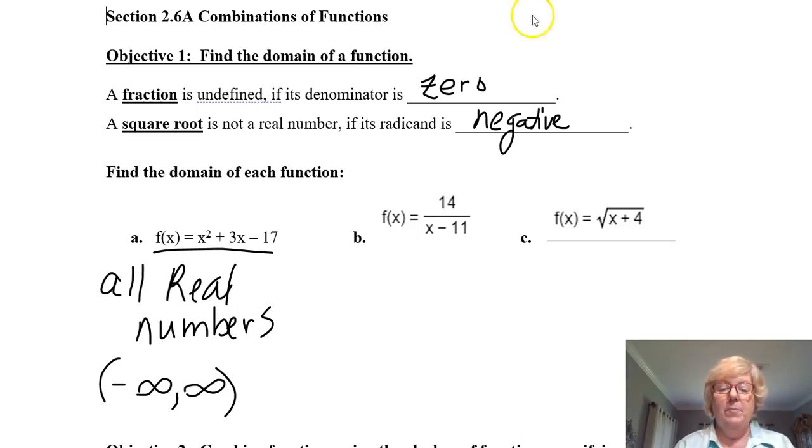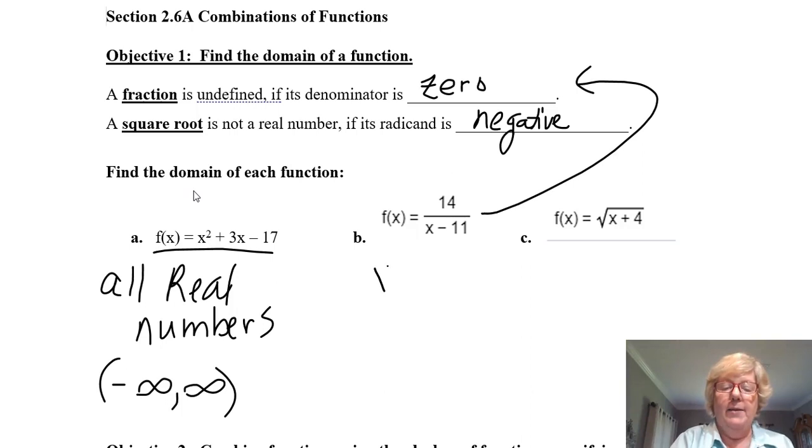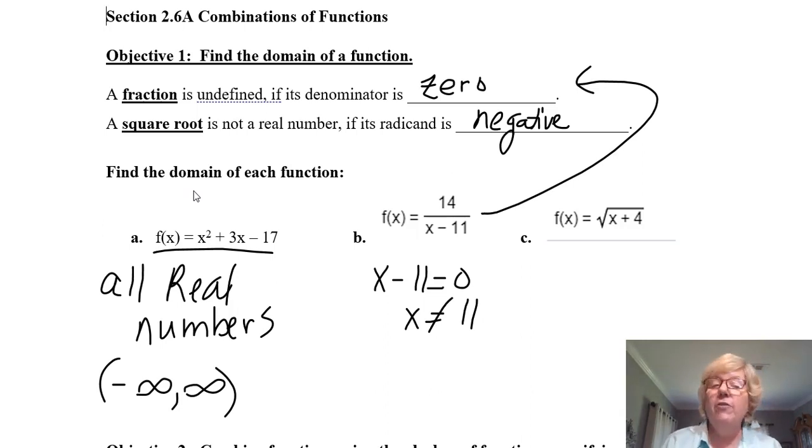Now, in example B, notice I do have a fraction. When I have a fraction, I must be careful that I do not have a 0 denominator. So think about it. When would x minus 11 equal 0? Well, if you move that 11 over, that is when x becomes positive 11. So we want a domain that could never ever include x equals 11.